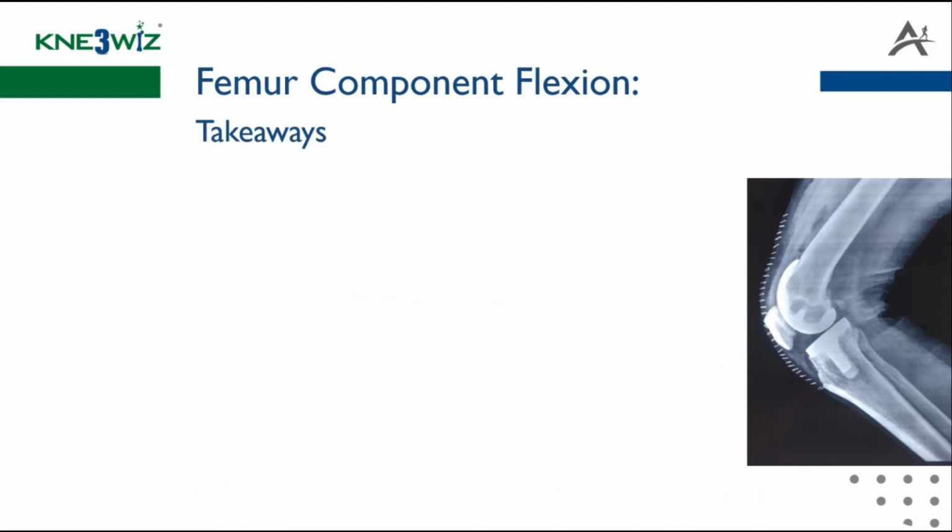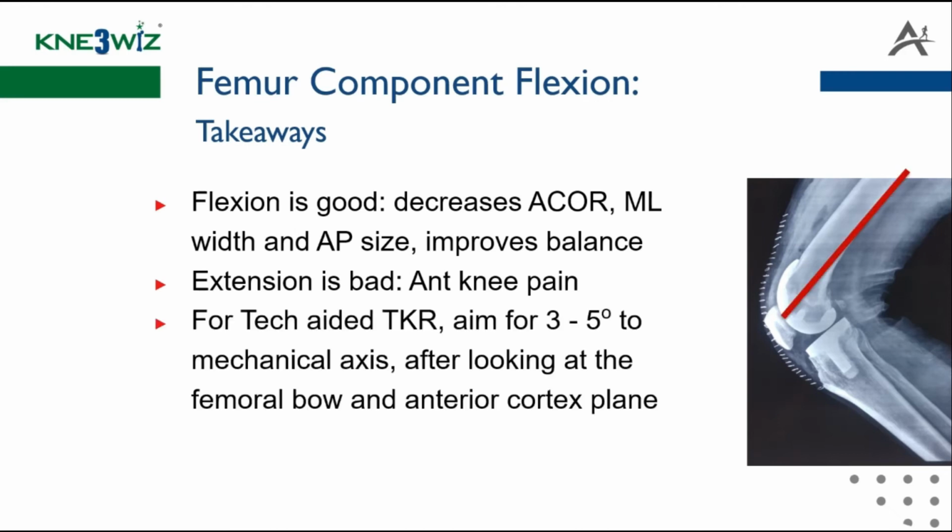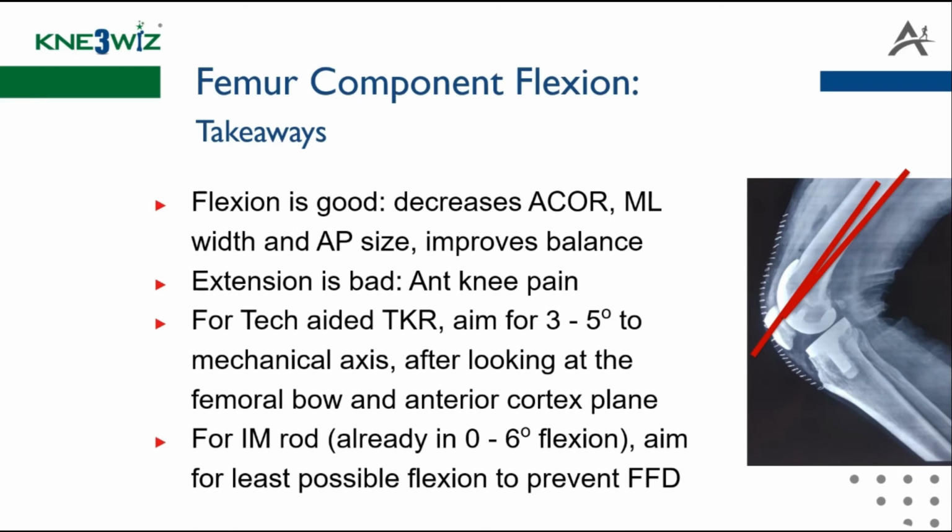Thus, the key takeaway is that though extension of the femoral component is bad and a strong predictor of anterior knee pain, too much flexion is also not desirable. When performing a technology-aided knee replacement, aim for 3 to 5 degrees of flexion to the mechanical axis after looking at the anterior cortical plane of the femur and the femoral bow. When performing a total knee replacement with conventional instruments, aim for the least possible flexion to prevent a fixed flexion deformity.